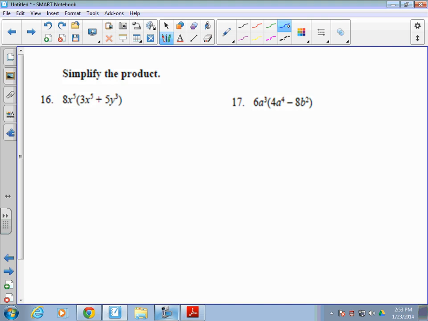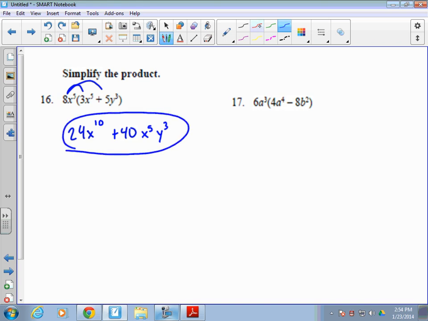16 says simplify the product. You have to distribute this. 8 times 3 is 24. And you add the exponents. 5 plus 5, 24x to the 10th. Distribute 8 times 5 and you get plus 40. You don't add x to the 5th plus y to the 3rd because they're not the same variables. You simply write it in as x to the 5th, y to the 3rd. That's all you can do with that.